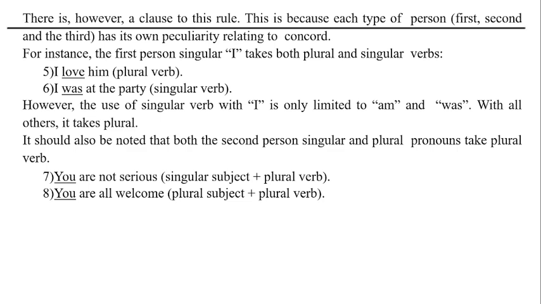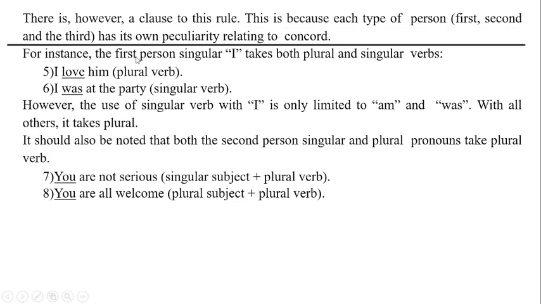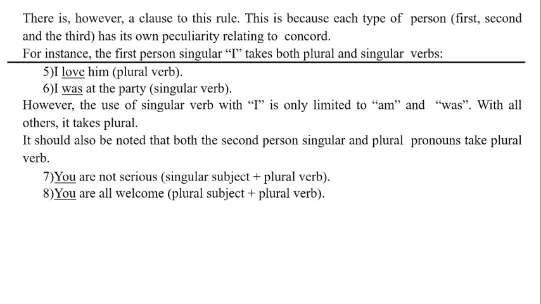There is, however, a clause to this rule. This is because each type of person, that is the first, second, and third person, has its own peculiarity relating to concord. This is what it's simply talking about: the instance of the first person singular I. The first person singular I takes both plural and singular verb.